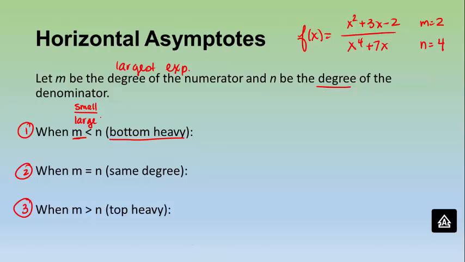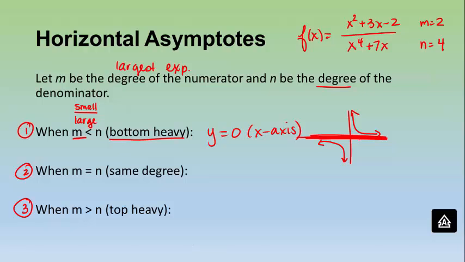And it only matters about the degree. Forget what numbers are associated, just look at the exponents. If it is bottom heavy, then we have y equals 0, which is the x-axis, as our horizontal asymptote. For example, you'll see this type of graph be that it's not crossing the x-axis here. So we see that right there. That is a horizontal asymptote of y equals 0, and that is that the degree in the bottom is larger than the degree in the top.